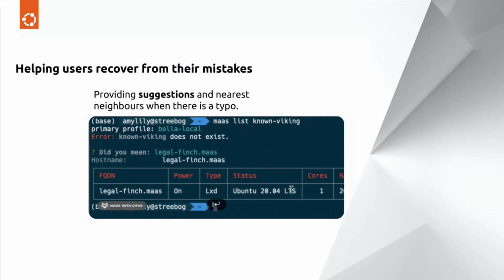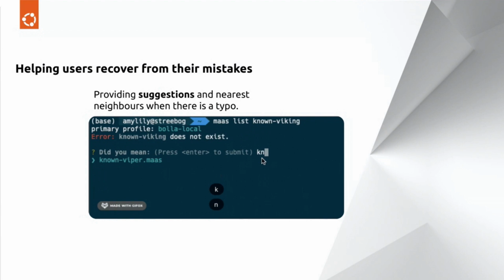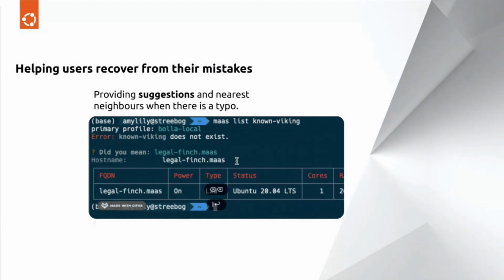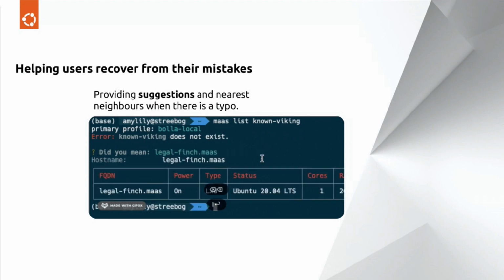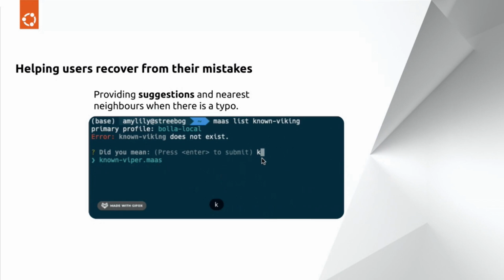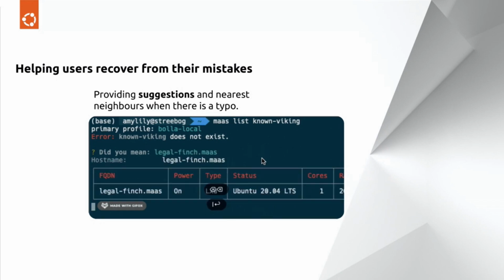Talking about errors, we can't avoid making mistakes, but when it happens, we also want to help users recover from these mistakes, stuff such as typos, incomplete commands. And what we did was to provide suggestions. So every time there's a typo, we said, is this what you mean? Or if it's an incomplete command, we suggest something based on the nearest neighbor.